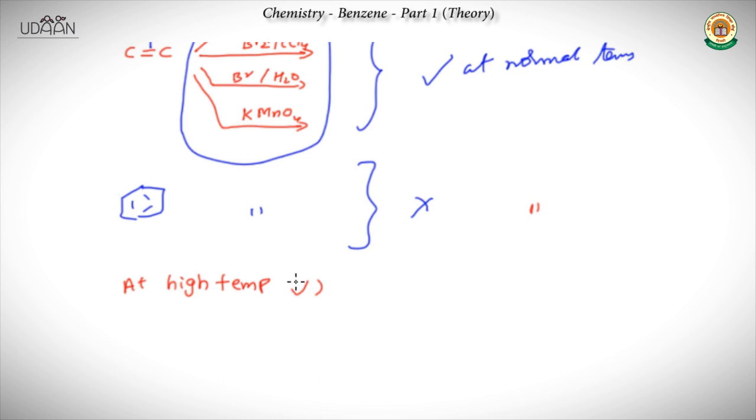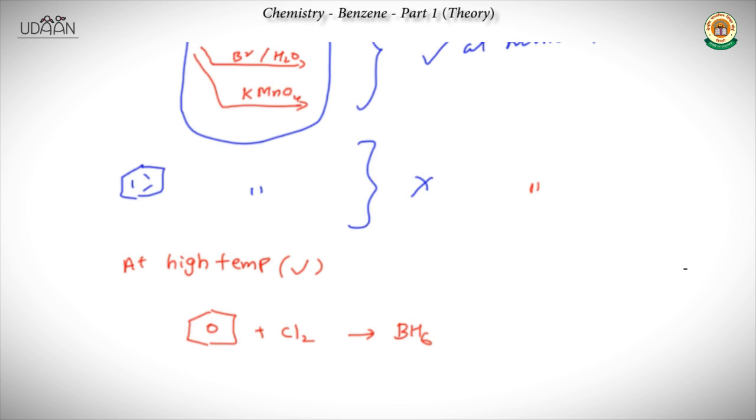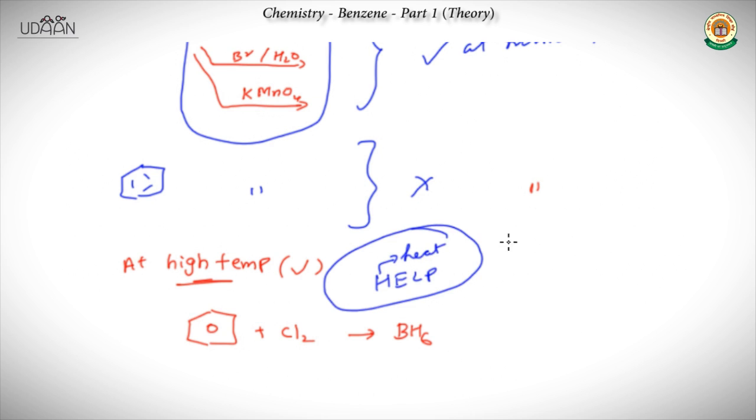And one famous reaction is whenever you treat this benzene with chlorine, you get BHC. It's an organic reaction where it's just an addition reaction and it follows a free radical mechanism. Since high temperature, we have learned that HELP. Remember this, where H stands for heat. Free radical is formed.